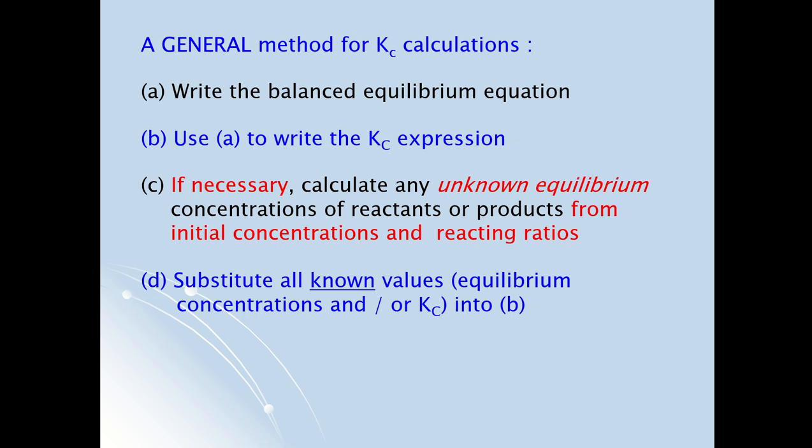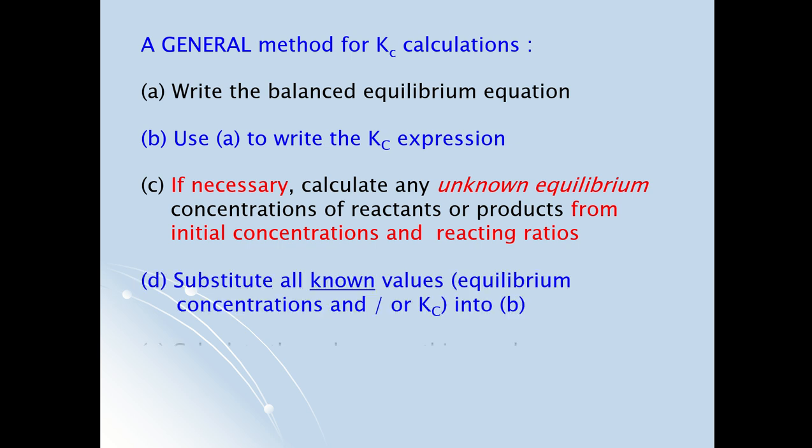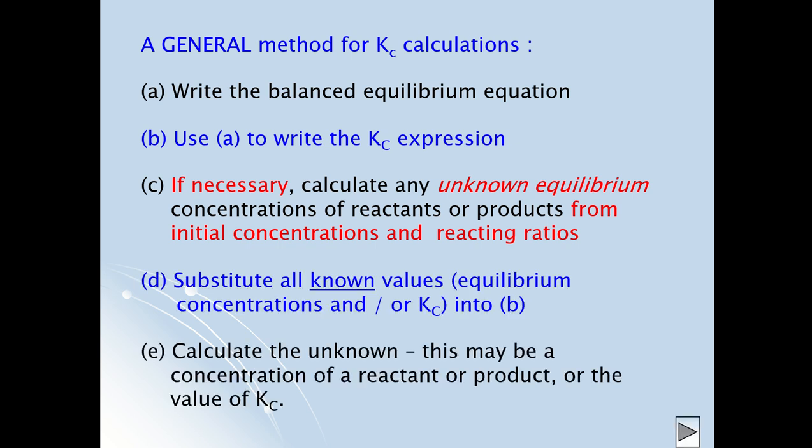We're going to do a lot of that in this video because that's what these calculations will orientate around. Then we substitute in all the known values now that we've calculated them in part C. And then we calculate the unknown. That might be a concentration of a reactant or a product, or it might be the value of Kc. And we'll do questions as we go through, which will allow us to do all of that.